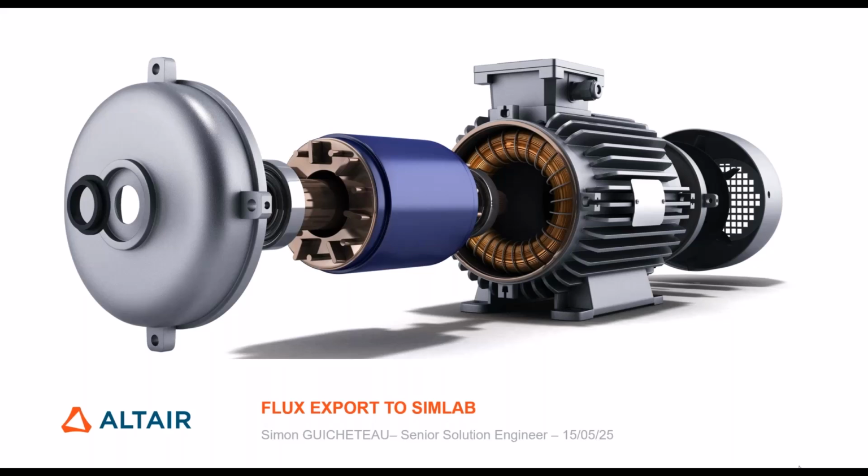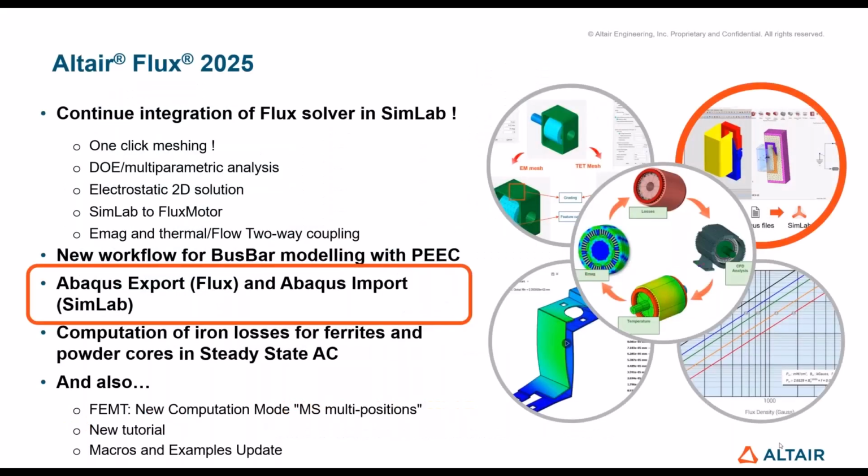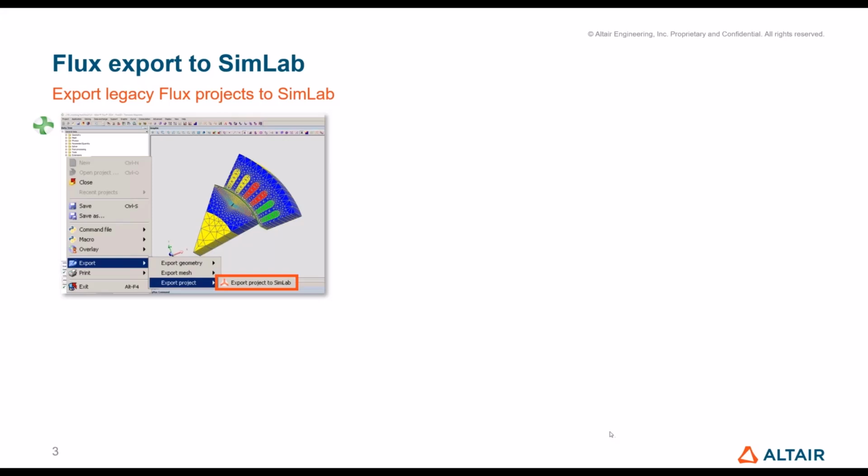So now we're going to address the second topic of today, which is the Flux export to SimLab. This is one of the important new features which was in Flux 2025.0, and this is still being updated and upgraded in the next version. The things I'm going to show you today are in the 25.1 version, but this is in constant progress. So there will be even more progress by the end of the year for this feature. I will show you what we can already do today.